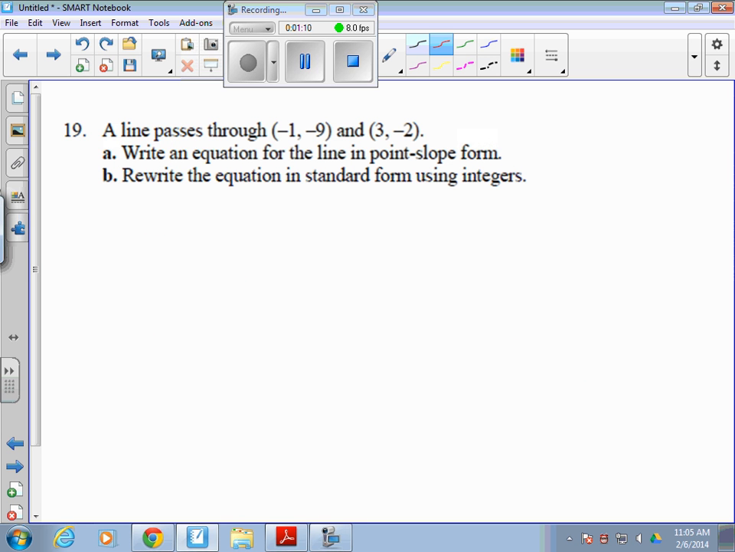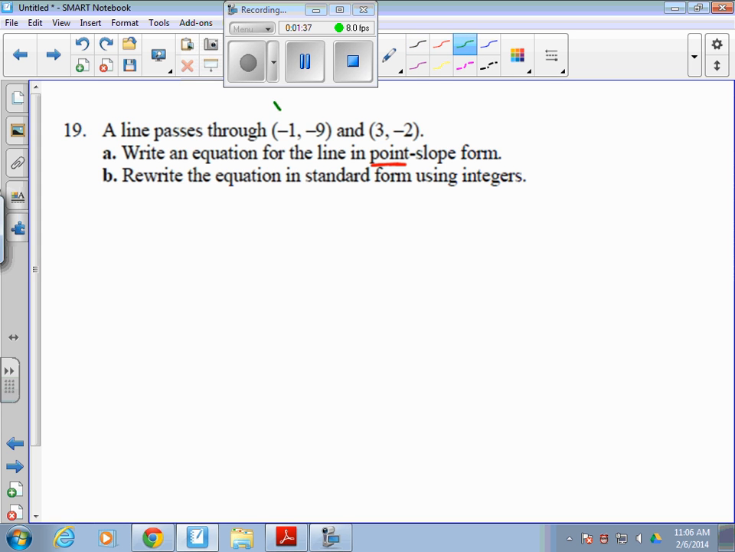Number 19 says, a line passes through (-1, -9) and (3, -2). Write an equation for the line in point slope form, and then rewrite it in standard form using only integers. So you have to do two things. But since we're writing it in point slope form, we have a point. In fact, we have two of them. We have (-1, -9) and (3, -2), but we don't have a given slope value. We have to find the slope value.